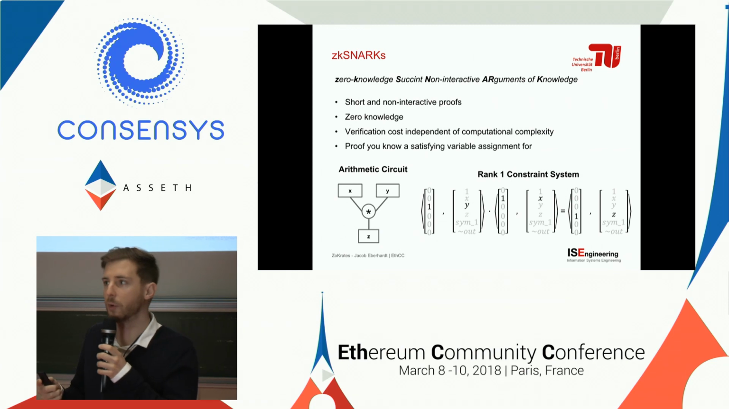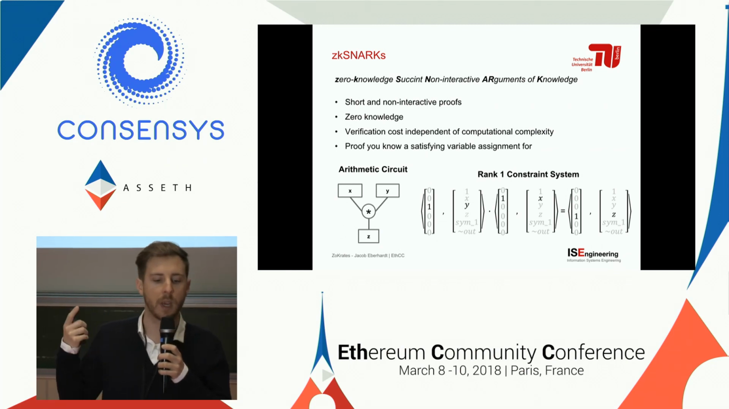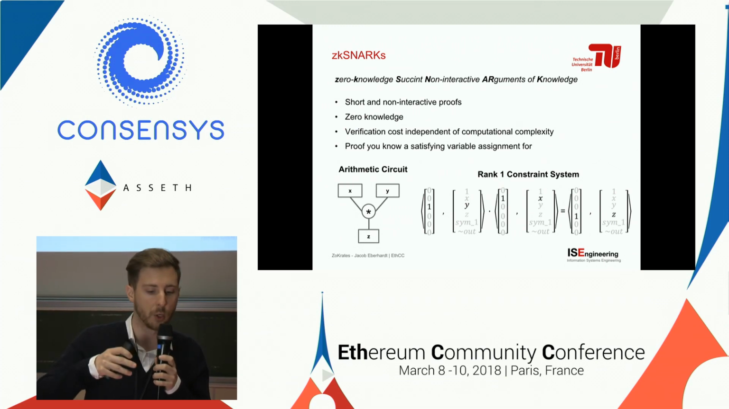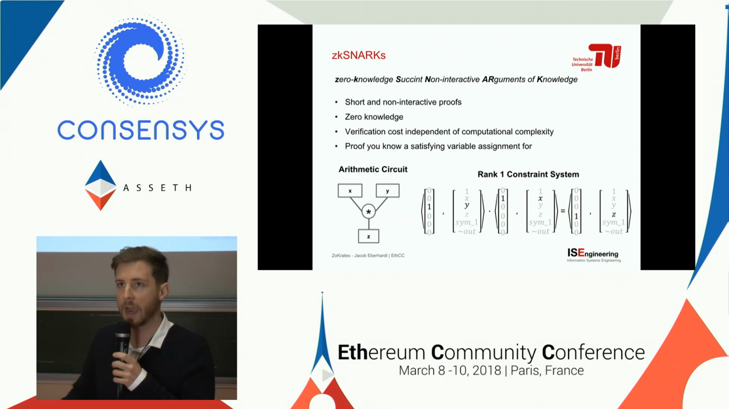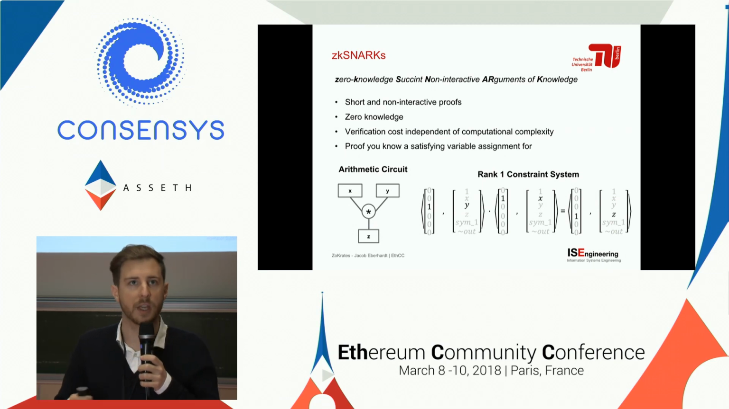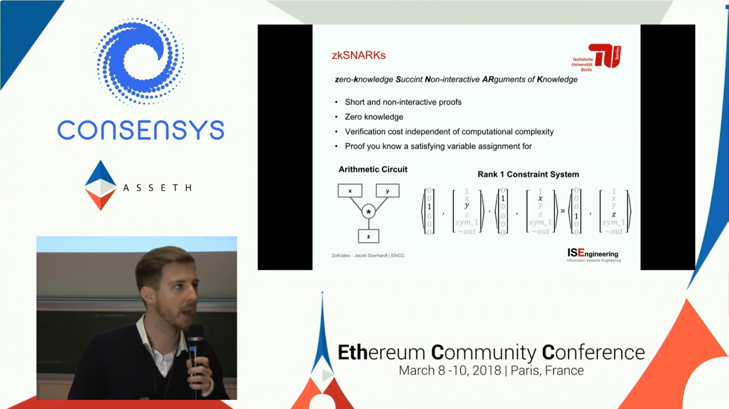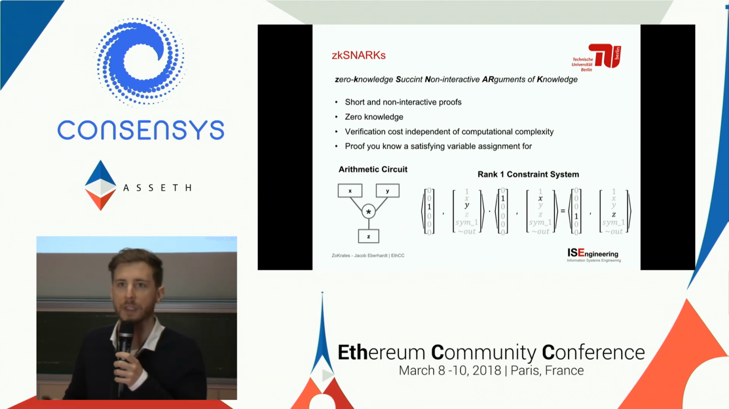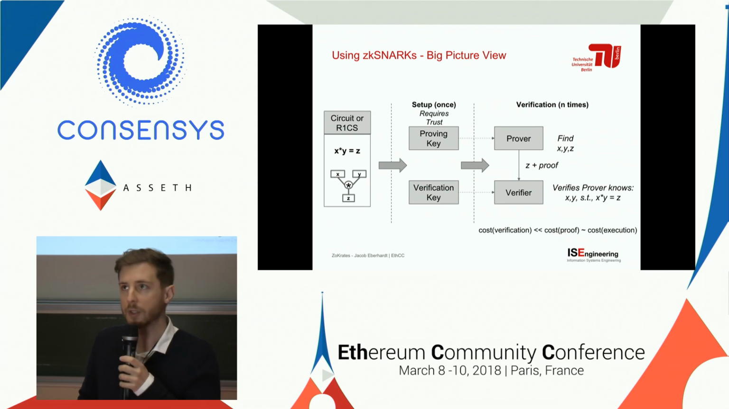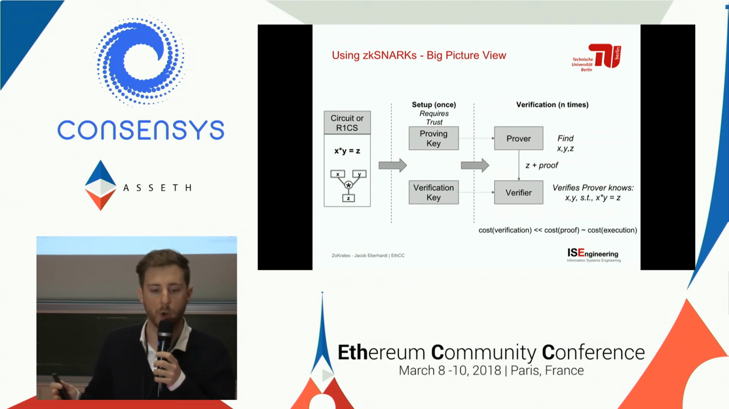What you actually prove from an abstraction standpoint is that you know a satisfying variable assignment for either an arithmetic circuit or a rank 1 constraint system. And as you see, they look a bit complex and not good to deal with. That's essentially where Zokrates comes in to provide a better abstraction to specify computations that can then be off-chain and integrate them. So how does the zk-SNARK process work briefly?